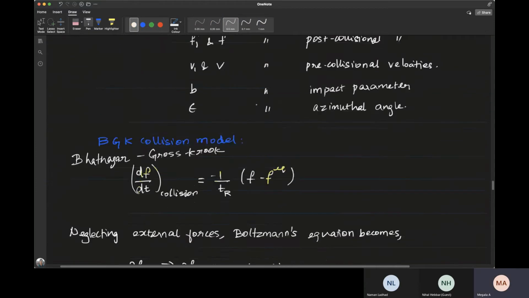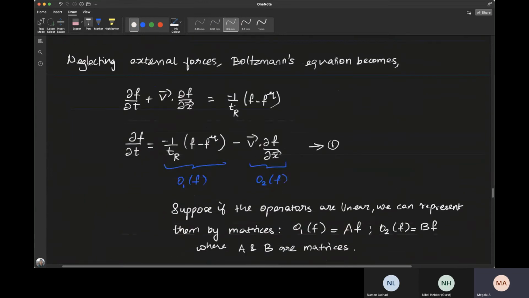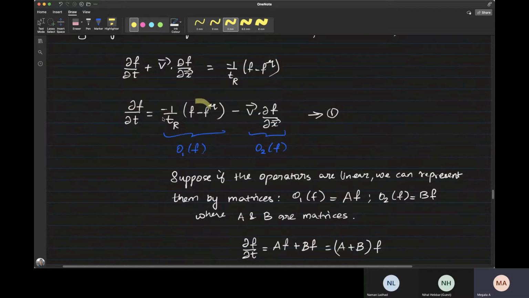Now in Boltzmann's equation, let us neglect this external force term, and in place of the collision operator, let us substitute the BGK collision model. So now we have this simplified Boltzmann's equation. This can be separated into two different operators. This is one operator and this is the other operator. Let's consider this to be operator 1 of F and this to be operator 2 of F.